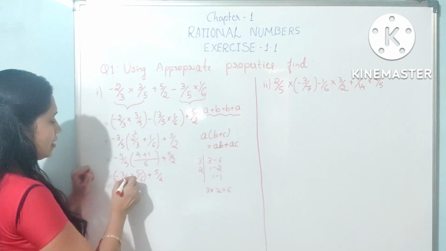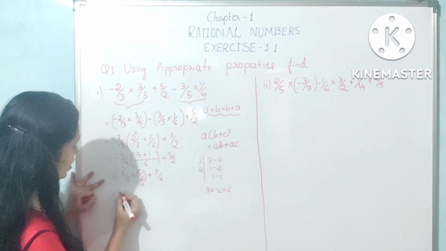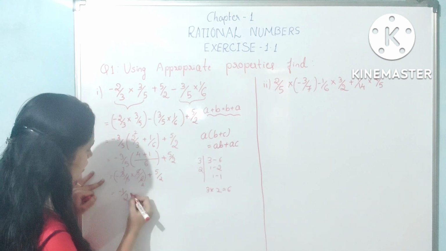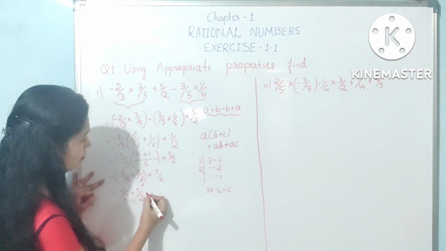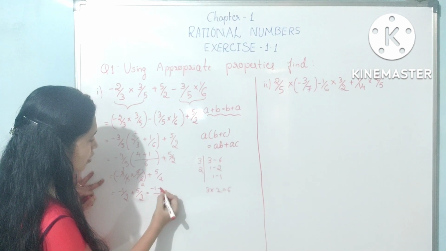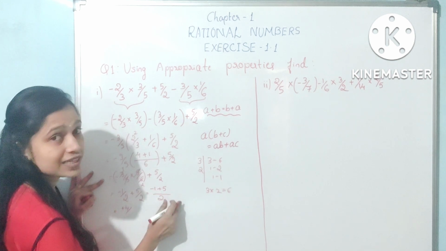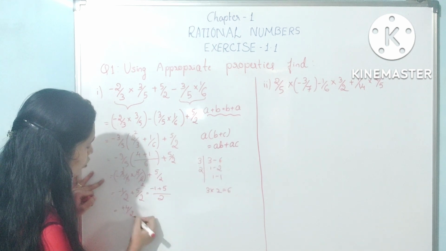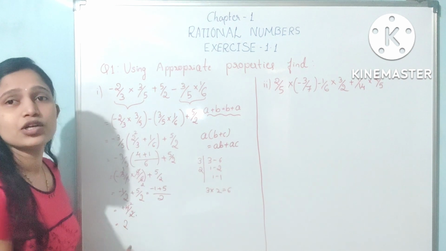So here we can cancel 5 and 5. 3 ones are, so 3 twos are 6. Minus 1 by 2 plus 5 by 2. The denominator value is the same. So minus 1 plus 5 is plus 4, right? So 4 by 2, 2 twos are 4. So the answer is 2.